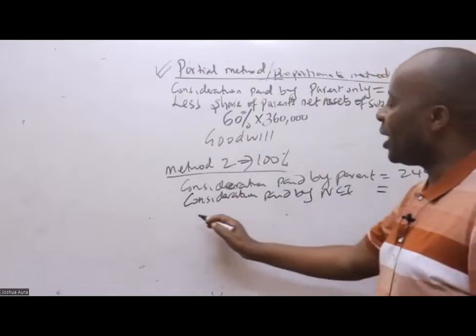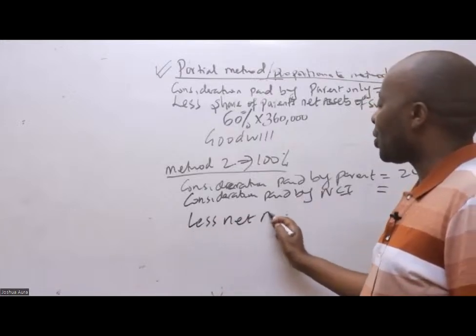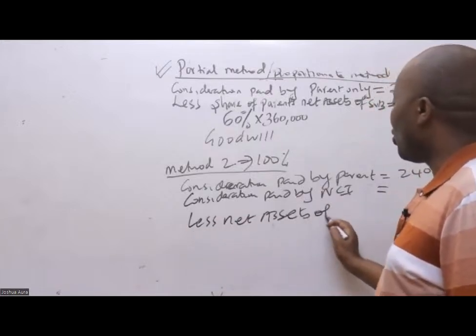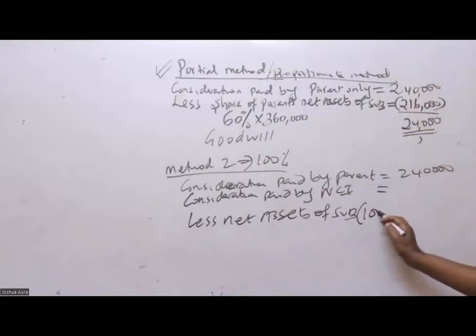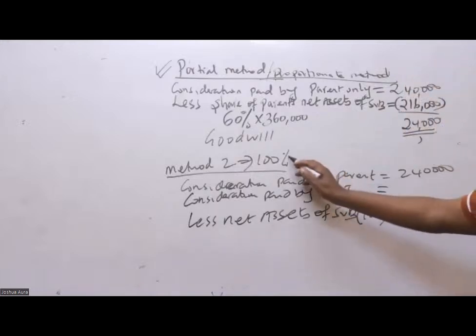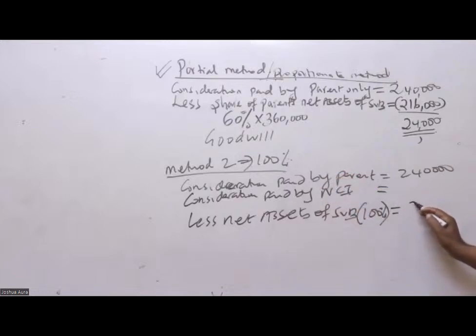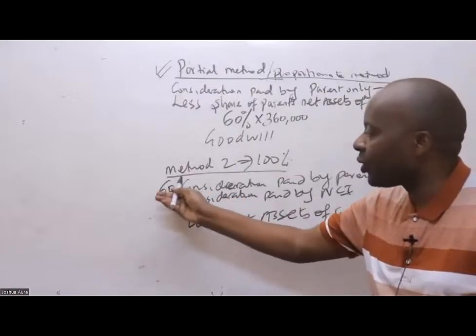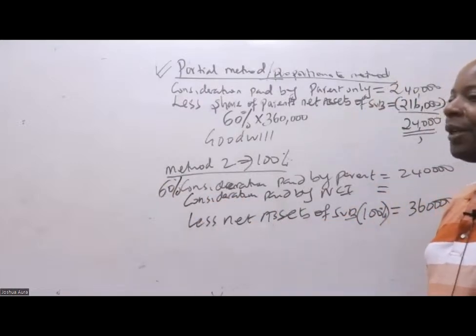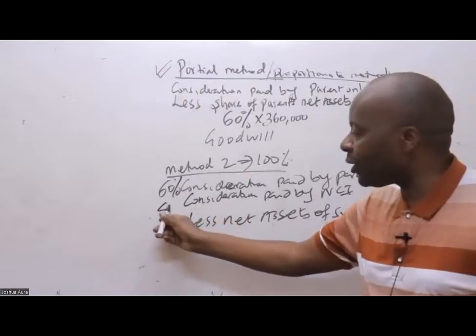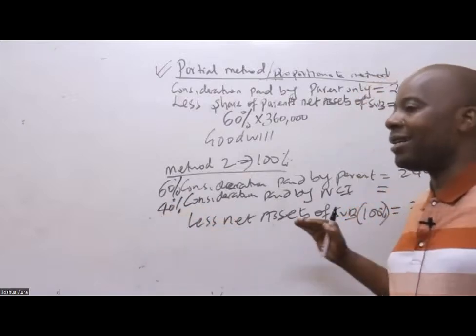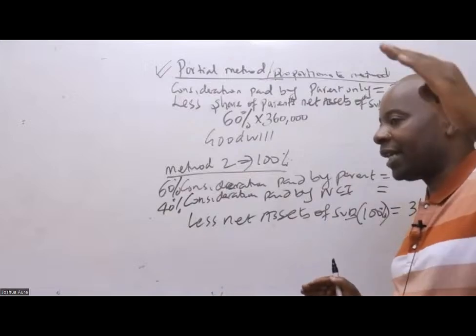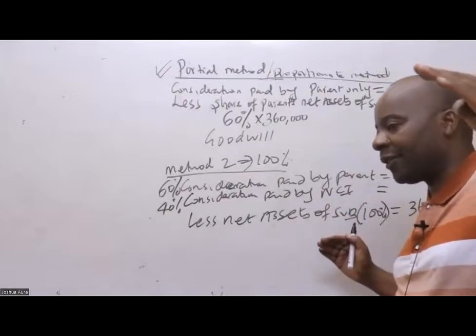And then, of course, we have here less the net assets of the subsidiary, because it's the 100% reason method, they'll come and use the 360,000. 360,000 is what they have. Now listen, remember it's 100% reason. This parent company in this case had 60%. Now, NCI then must be having 40%. If the parent has 60%, NCI must be having 40%.